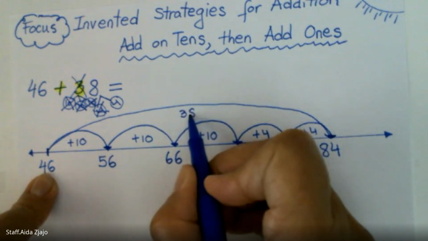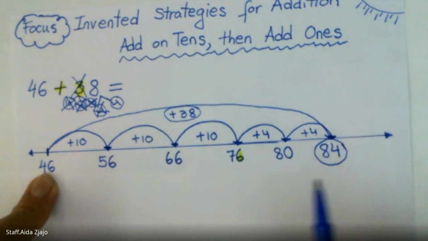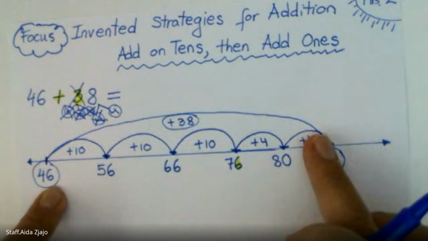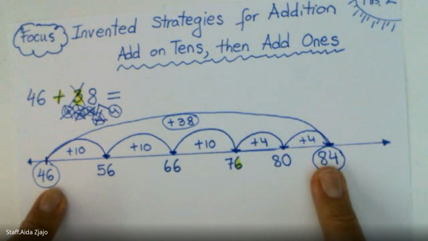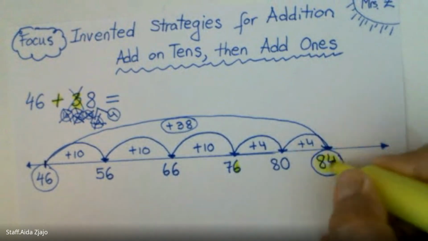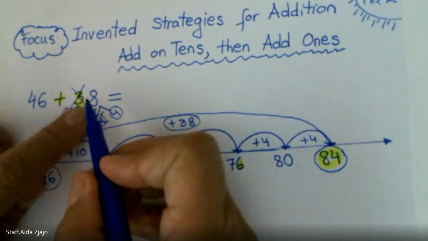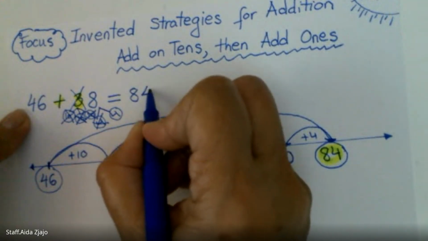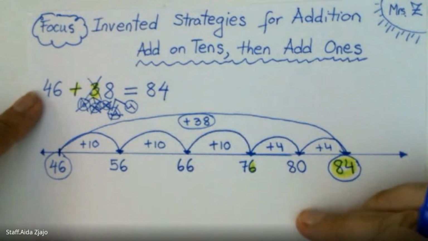adding 38 is 84. So we started with 46, we added 38 in tens and ones, and we got the answer to be 84. So we can go back: 46 plus 38 is 84. That is when we use a tool like a number line.